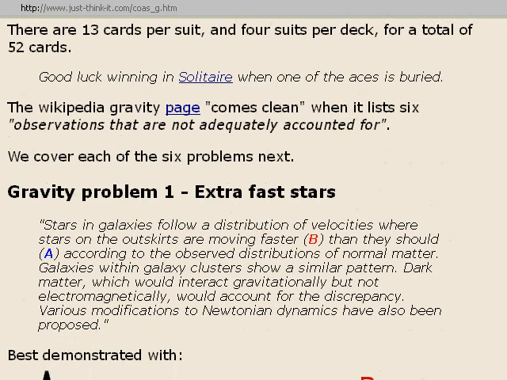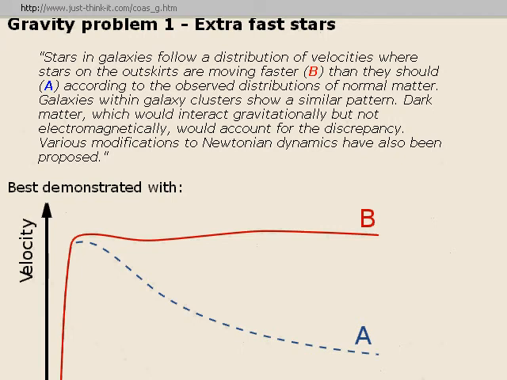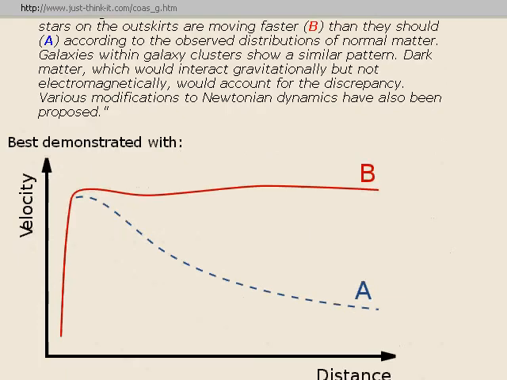Gravity problem number 1. Extra fast stars. Stars in galaxies follow a distribution of velocities where stars on the outskirts are moving faster, line B in the graph, than they should be, line A, according to the observed distributions of normal matter. Galaxies with galaxy clusters show a similar pattern. Dark matter, which would interact gravitationally but not electromagnetically, would account for the discrepancy. Various modifications to Newtonian dynamics have also been proposed.